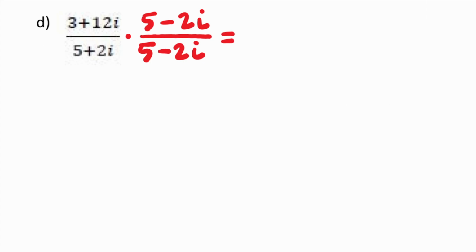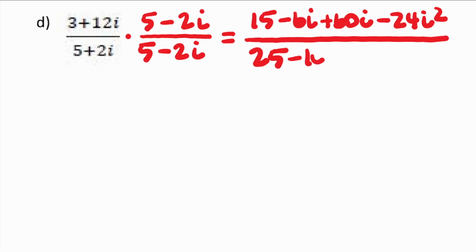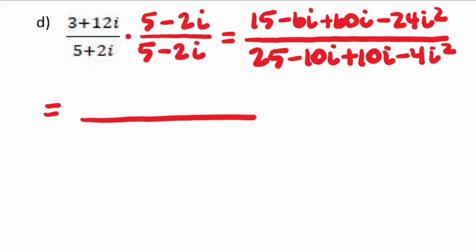So I'm going to do a little bit of foiling on top. 3 times 5, 3 times -2i, 12i times 5, and 12i times -2i would be -24i squared. And then I'm dividing by 5 plus 2i, 5 times 5 minus 2i would be 25 minus 10i plus 10i minus 4i squared. So I've got a 25 plus 4 in the denominator. After the negative 10i and the positive 10i, they add to 0.